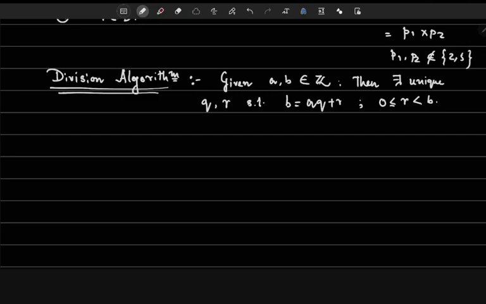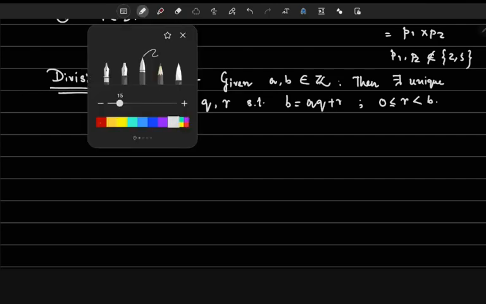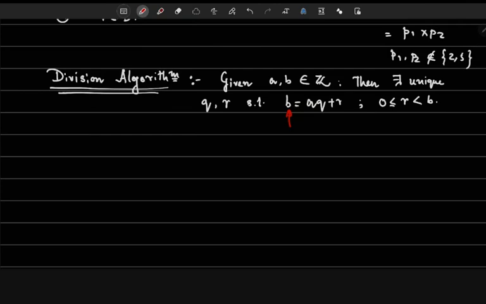That is important. You can see that the remainder is always less than B. It may be 0, or it can be greater than 0, but nonetheless it will always be less than B. So some notations: this is known as the dividend, this is known as the quotient, this is known as the divisor, and this is my remainder.